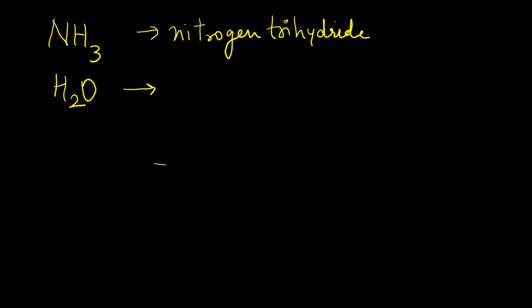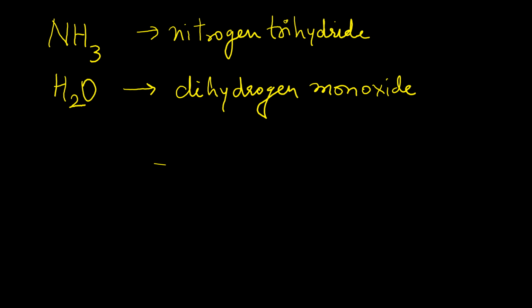And H2O should be dihydrogen monoxide. These are not wrong, but most commonly we use their common names. So the common names, just in case you want to note them down: NH3 is commonly called ammonia. You will usually see this in books, in reactions, in questions, in titration, wherever there is chemistry. We're going to use the name ammonia most commonly. H2O is called water, right?